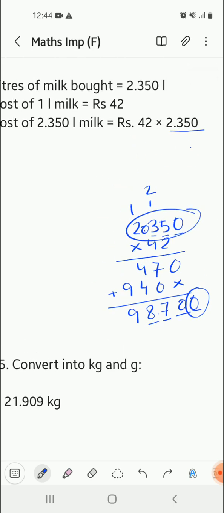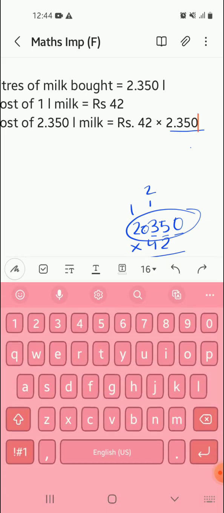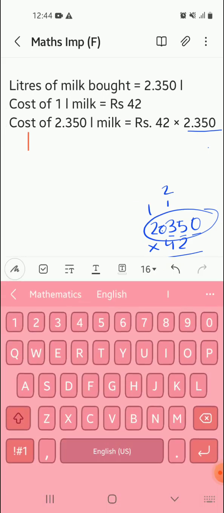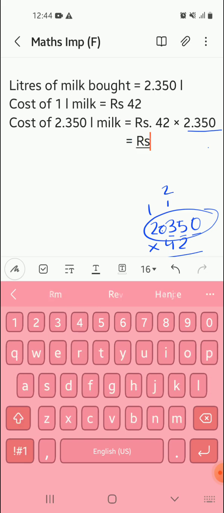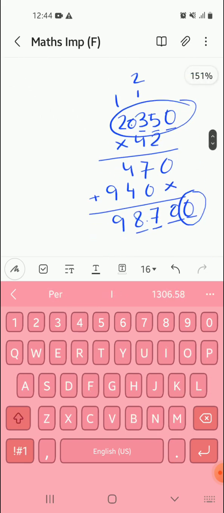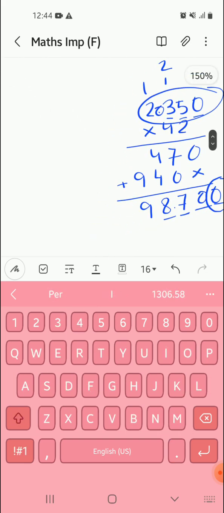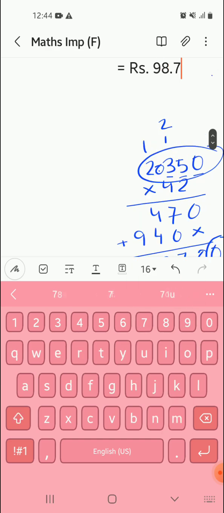That is 98.70, because obviously if you're writing anything in rupees, then after the decimal point there can possibly be only 2 digits. So use that common sense. We are going to write rupees 98.70, that is 70 paise.